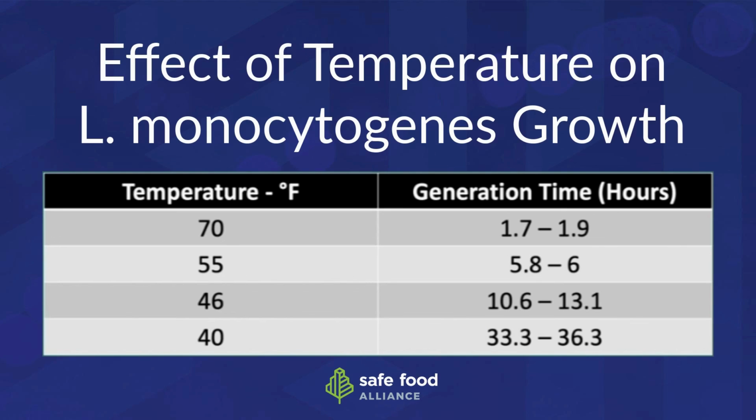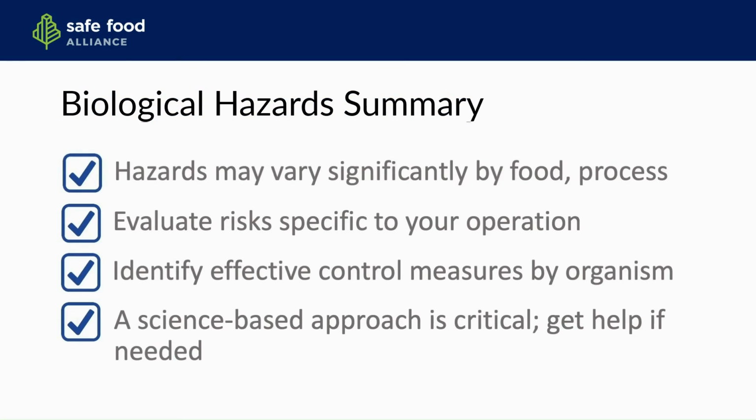Well, we've reached the end of this section, so let's go through a quick summary of what we've chatted about. Again, biological hazards may vary significantly by food and by process. You need to evaluate the risks that are specific to your operation. Know your product, know your commodity. Identify the effective control measures that might be used to minimize the growth of that organism or cause illness. So think of that Fat Tom slide that we discussed. And remember that a science-based approach to this is critical. If you don't have that level of scientific knowledge about the product, get help. There are lots of resources out there, including persons such as myself or my colleagues at Safe Food Alliance.